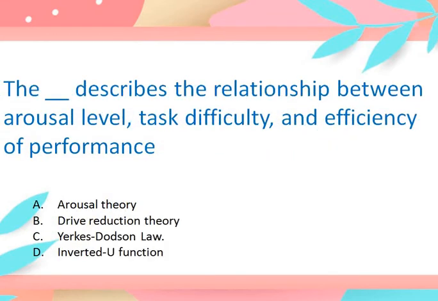The dash describes the relationship between arousal level, task difficulty, and efficiency of performance. A. Arousal theory. B. Drive reduction theory. C. Yerkes-Dodson law. D. Inverted U function. The correct answer is C. Yerkes-Dodson law describes the relationship between the arousal level, task difficulty, and efficiency of performance.